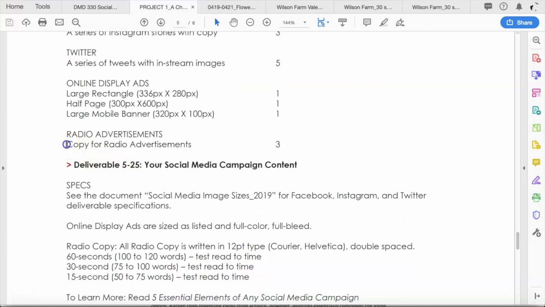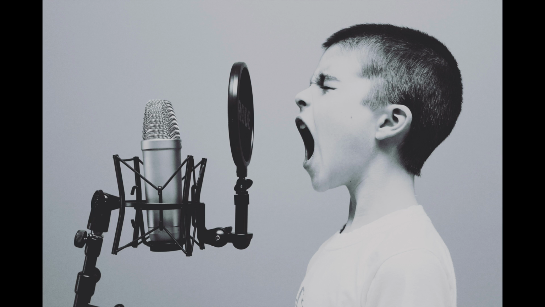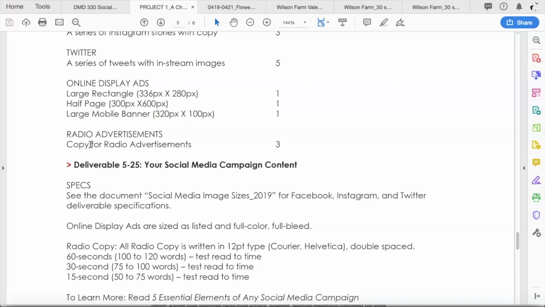So you're going to make 3 of them, right? Now it says copy for radio ads. Remember, copy simply means the written word. It's your writing. So first you're going to write your radio ad. So that's the first thing we're going to do. And that's pretty much this week. And then next week, you're going to record your radio ads. You're going to actually make the recording. So we're going to go over today how that's all going to happen and when everything is due.